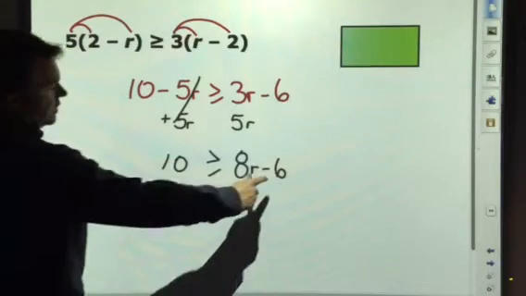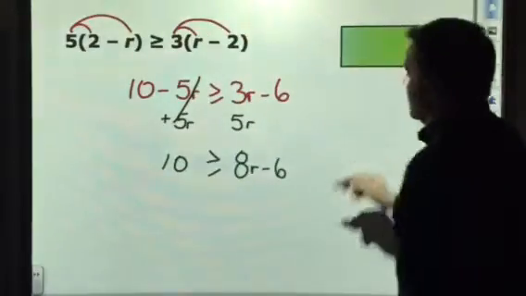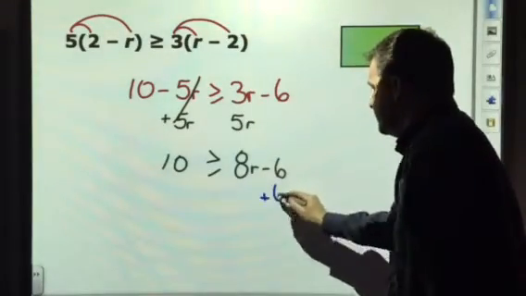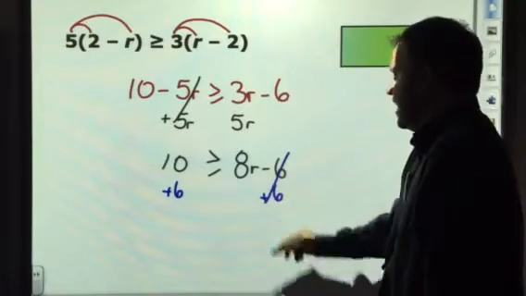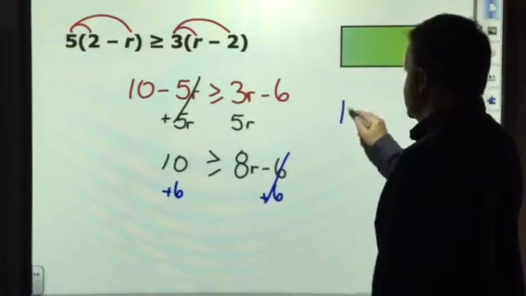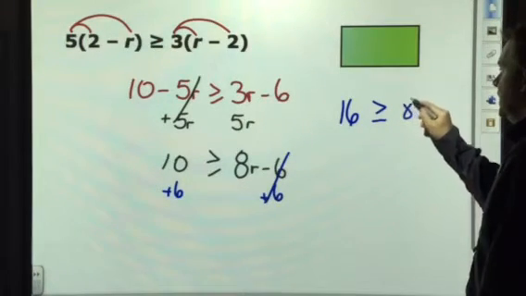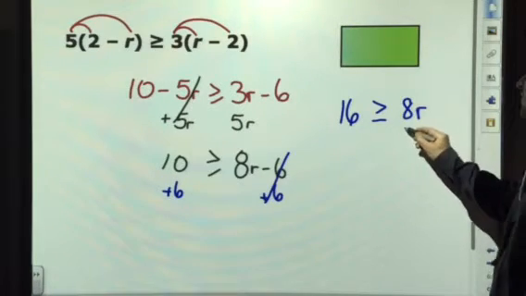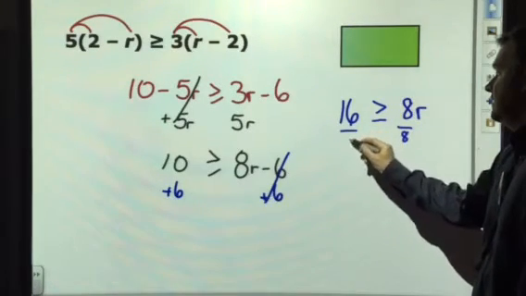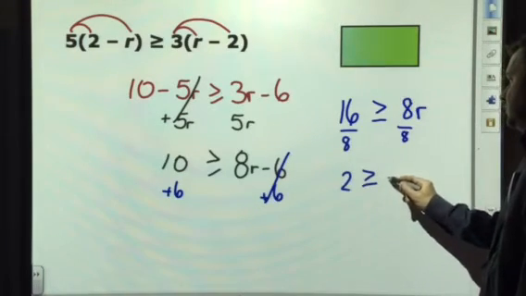Okay, I need to get rid of my 6. I need to bring it to the other side. So I will add 6 to both sides. These will cancel out, and I'm left with 16 is greater than or equal to 8r. Last step, you should recognize we need to divide both sides by 8. So 2 is greater than or equal to r.